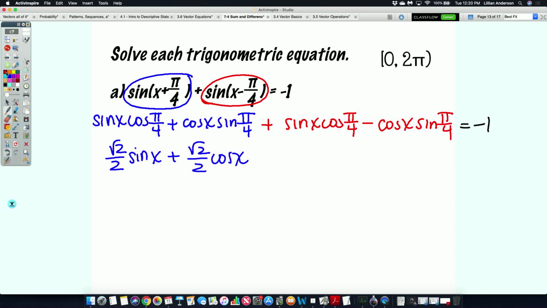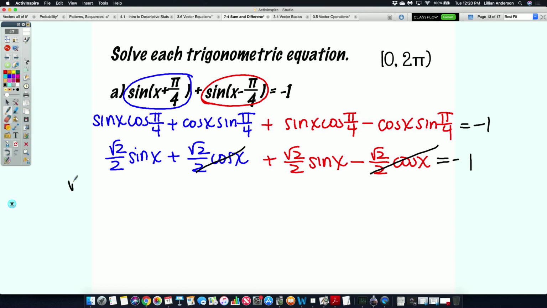Let's keep going. Well, actually, it's the same thing, right? So this is a plus square root of 2 over 2 sine x. Then this will be a minus square root of 2 over 2 cosine x. Notice anything? The cosines cancel out. Then I have square root of 2 over 2 sine x plus square root of 2 over 2 sine x. I can combine those together.